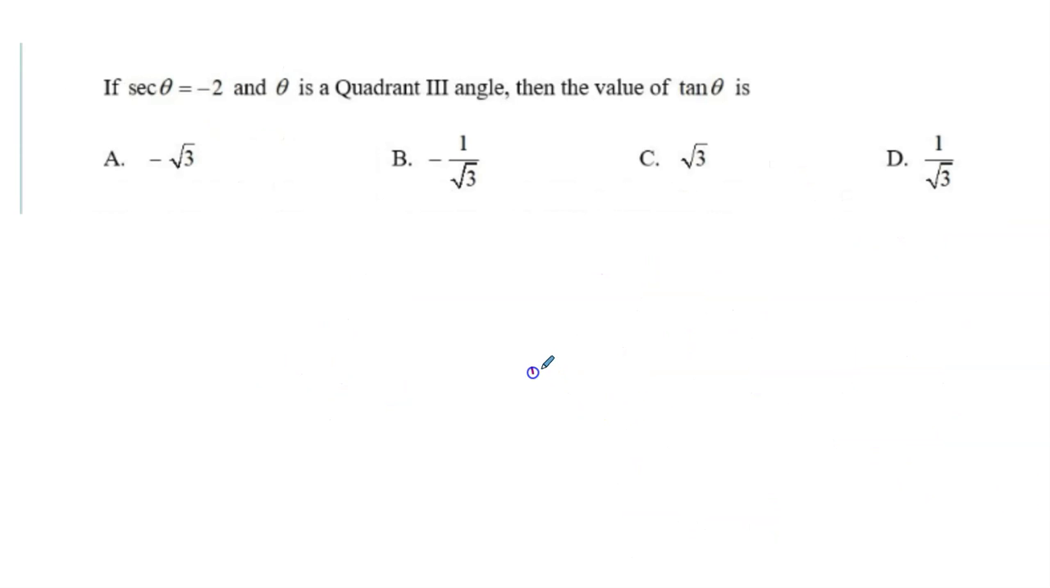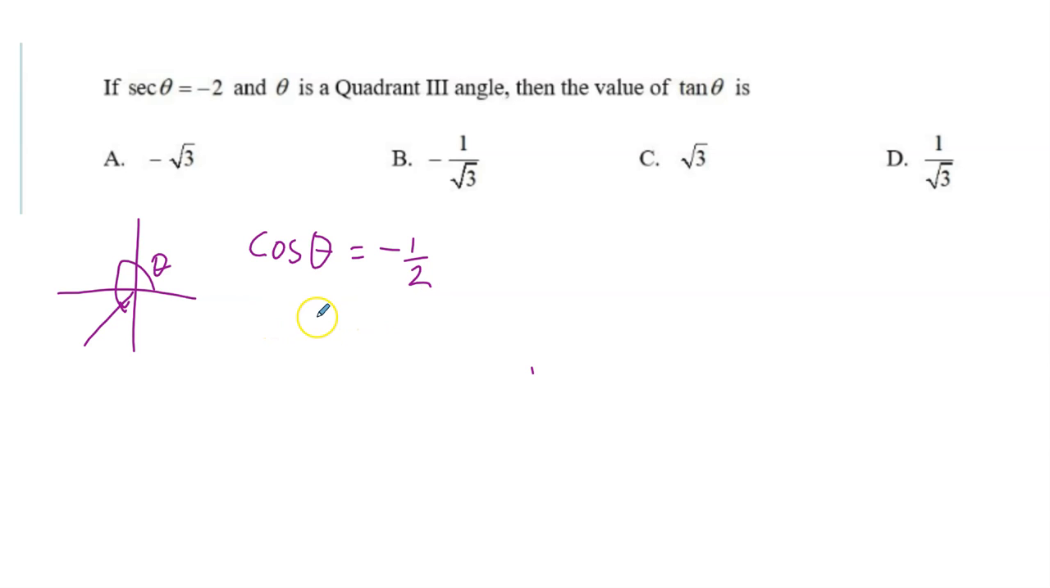Next up, it's secant theta, and theta is a quadrant 3 angle. So we are in this quadrant. There's theta. Then the value of tan theta. Secant theta is negative 2. That means that cos theta is negative 1/2.